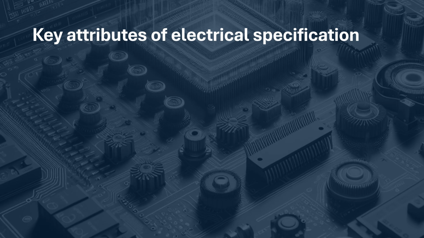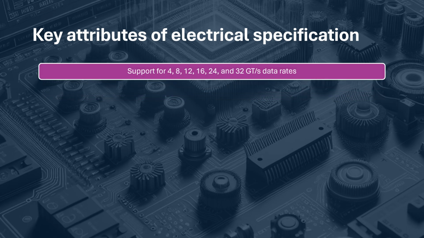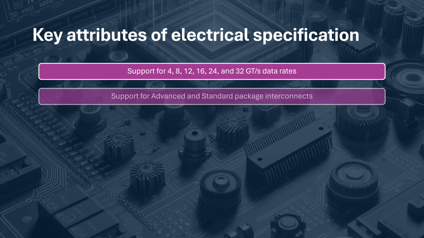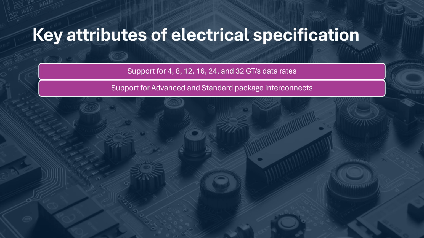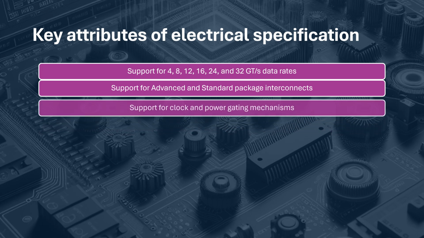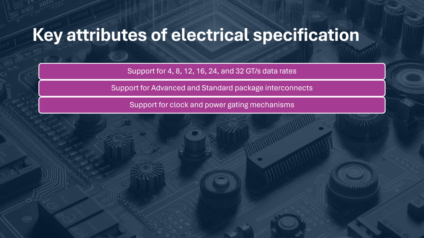Now let's look into some key attributes of the electrical specification. This specification supports data rates of 4, 8, 12, 16, 24 and 32 giga transfers per second. It supports advanced as well as standard package interconnects. It also provides support for clock and power gating mechanisms, which, as we know, are a couple of mechanisms for reducing power consumption.